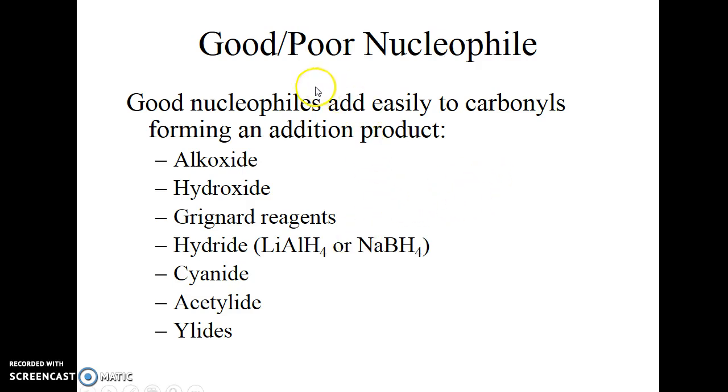Poor nucleophiles versus good nucleophiles. This is a list of good nucleophiles. Good nucleophiles can add easily to carbonyls. You don't have to do anything to enhance the electrophilicity of a carbonyl when you have any of these nucleophiles: the ylids, acetylides, cyanide, hydride, Grignard reagents, hydroxide, alkoxide, so an alcohol that's been treated with a strong base, hydroxide, you know what that is. All these are going to add to carbonyls with no encouragement. They add directly to a carbonyl.